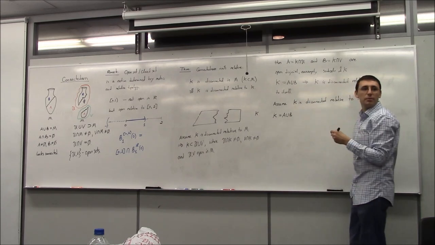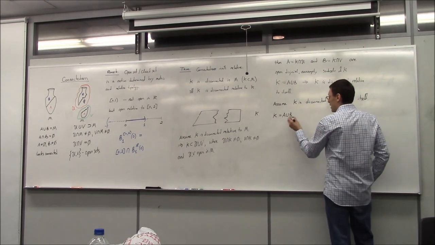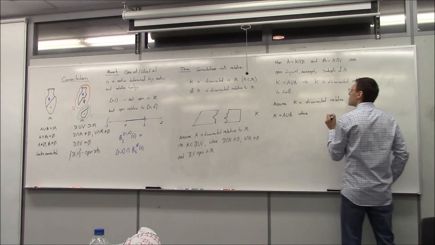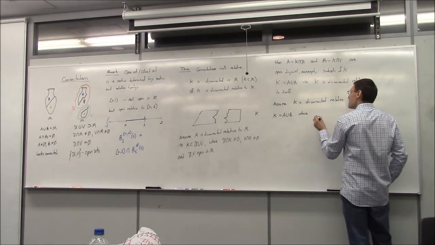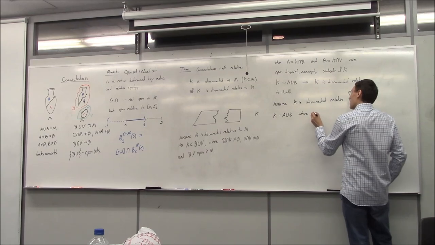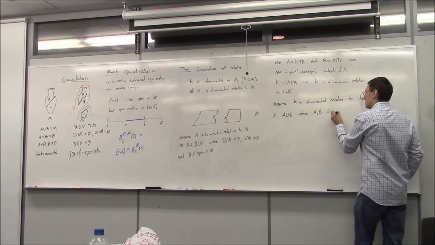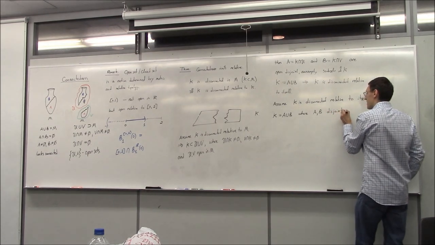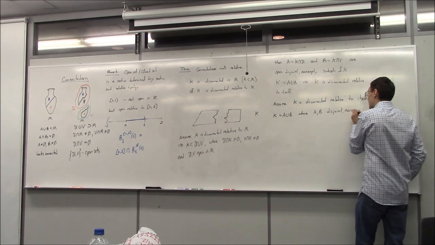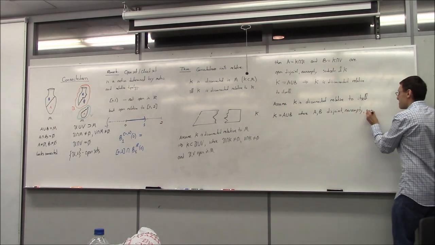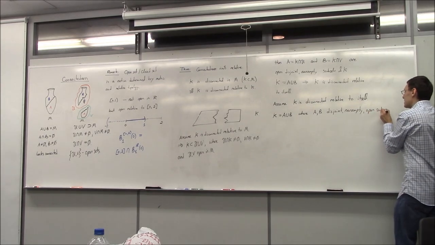Just like before, A union B, where A, B are disjoint, non-empty, open subsets of K.